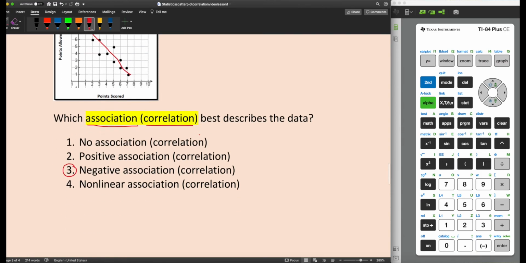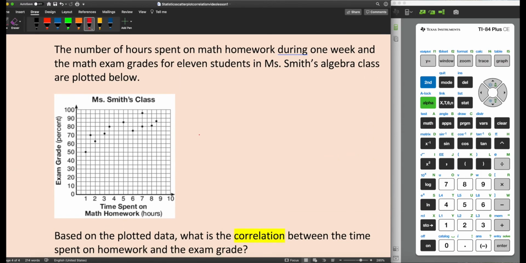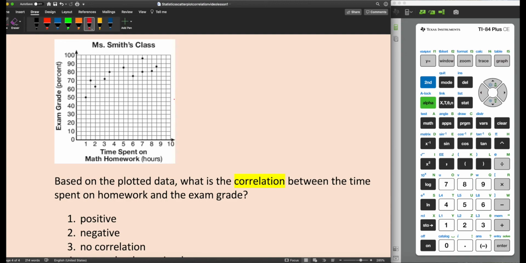Let's look at one more. Second Regents question. The number of hours spent on math homework during 1 week and the math exam grades for 11 students in Miss Smith's algebra class are plotted below. Based on the plotted data, what is, here's the word that the Regents uses, correlation between the time spent on homework and the exam grade.